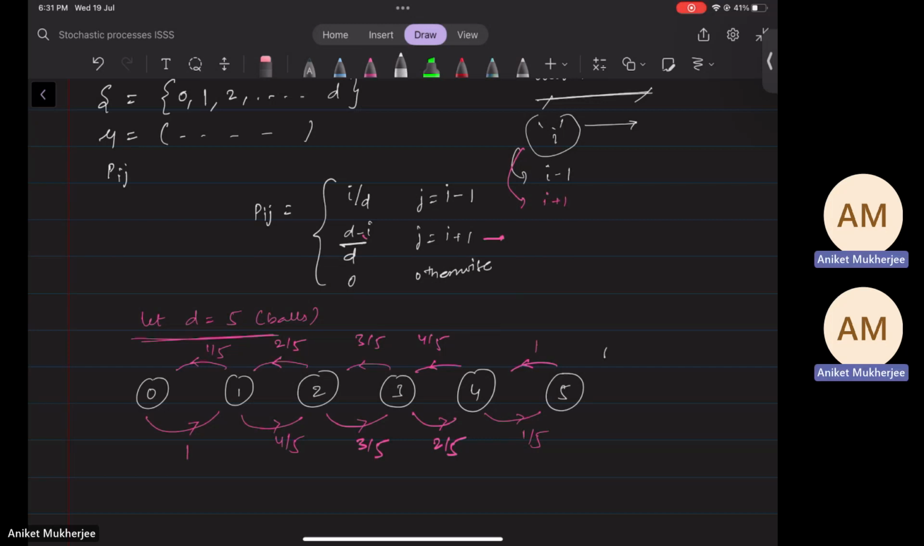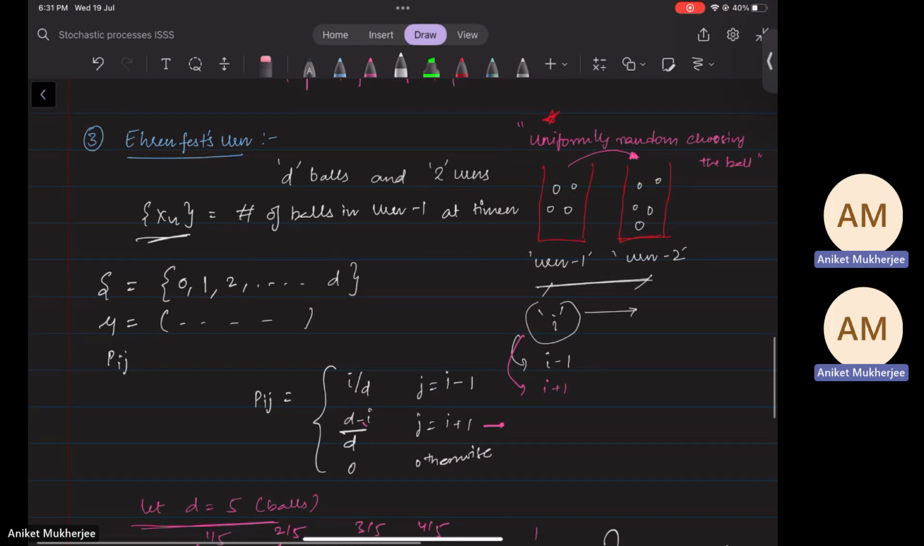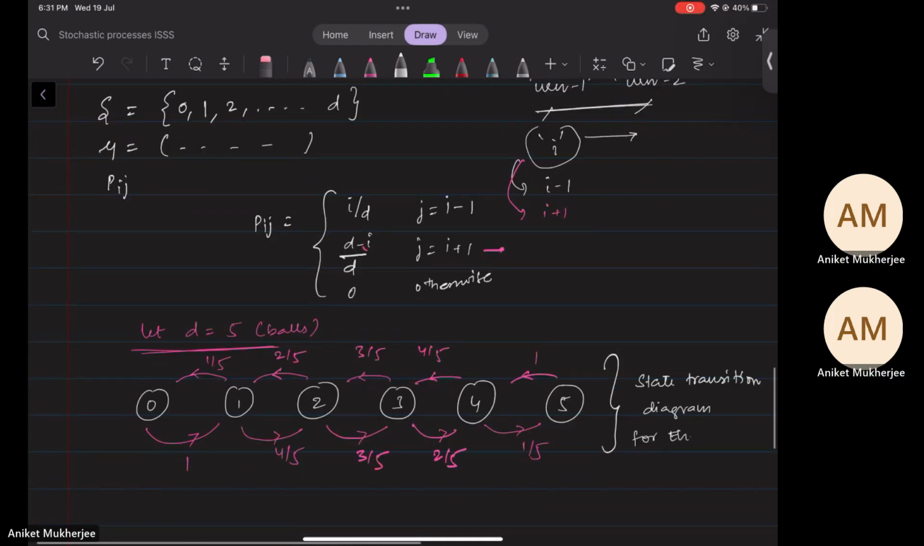So this is the state transition diagram for the Ehrenfest model. So yeah, these are the examples of Markov chain.